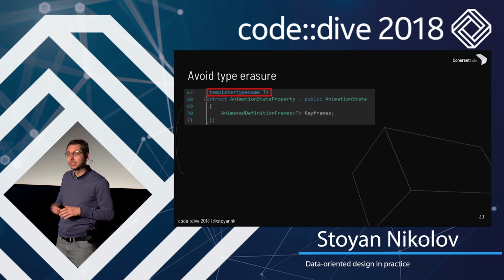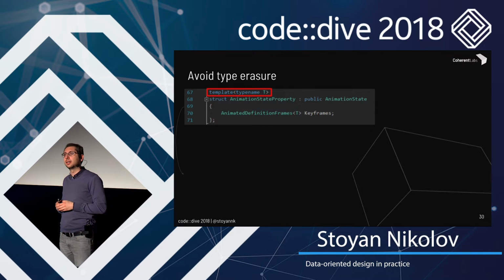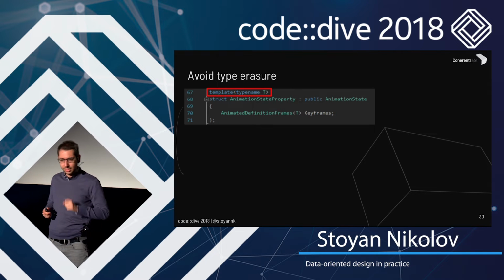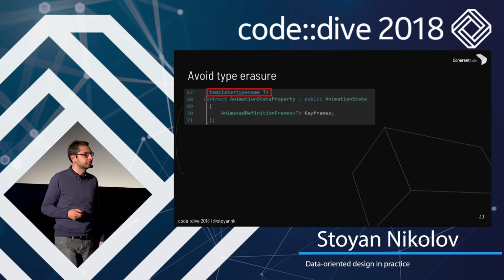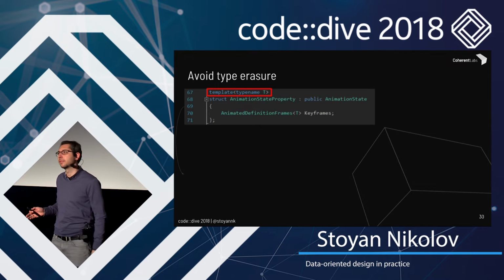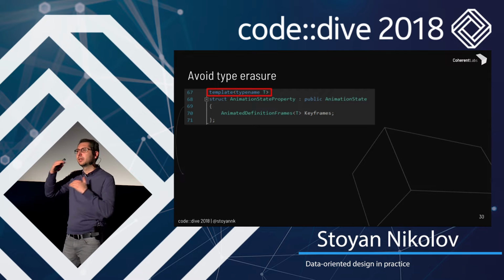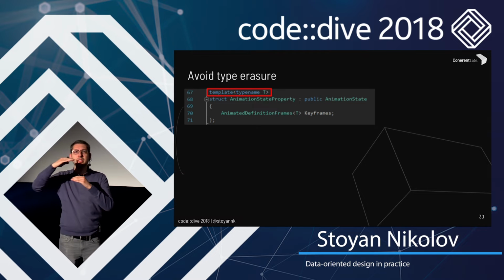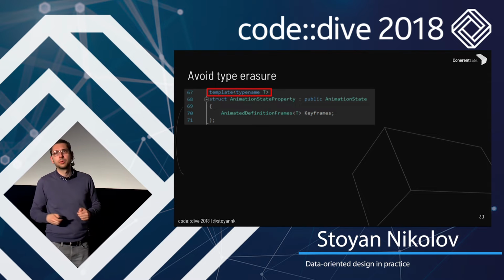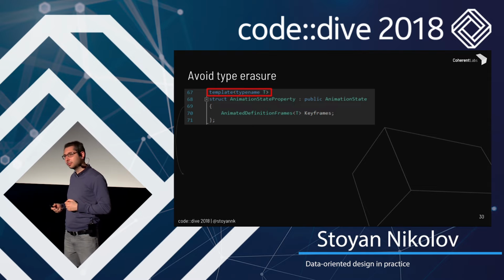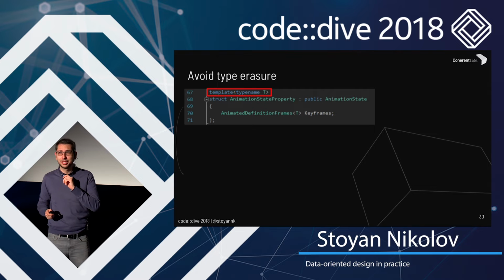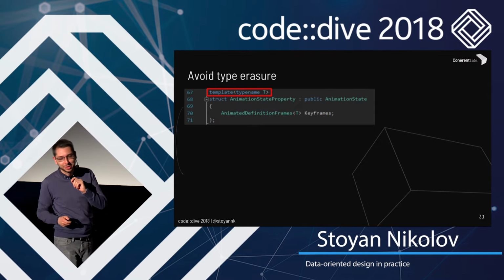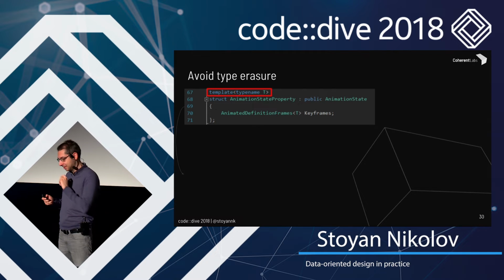We templatize a class that inherits our animation state, and it's templated by the type of the keyframe. Great, now in code it looks fine. But every state that we have has a different size in C++. So we cannot put all those in the same array. I'm sorry, I have a bit of a cold, so my voice is leaving me at some moments.